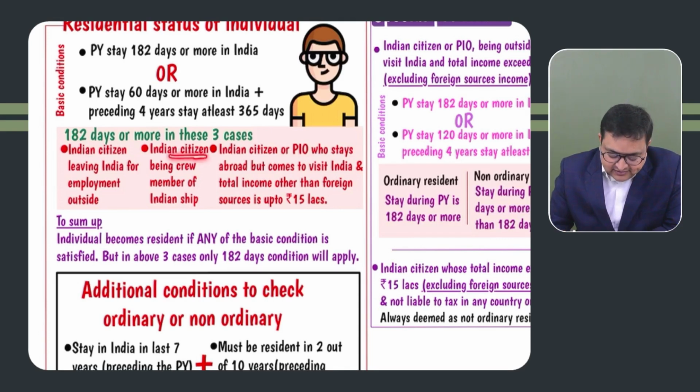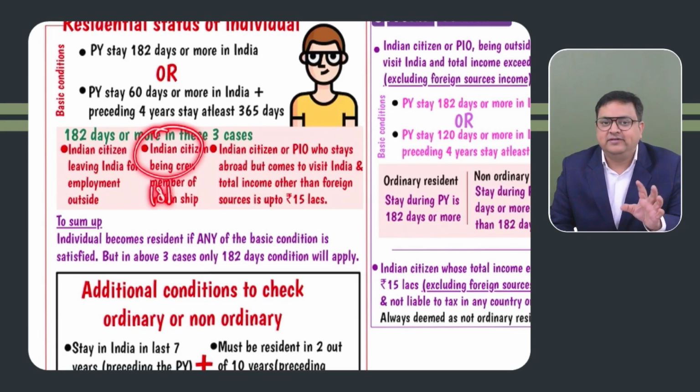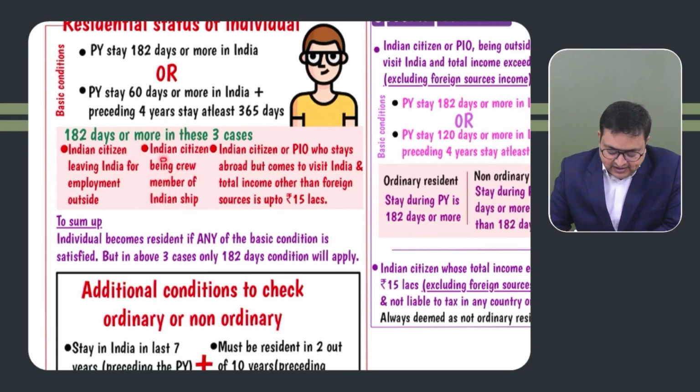Got it? Second, if the assessee is an Indian citizen and a crew member of an Indian ship, then also we will not see this condition. We will see only the 182 days condition. So if this person is in India for 181 days, simply we'll say non-resident. But if this person is in India for 182 days or more, resident assessee. Got it? So second is an Indian citizen, crew member of an Indian ship.